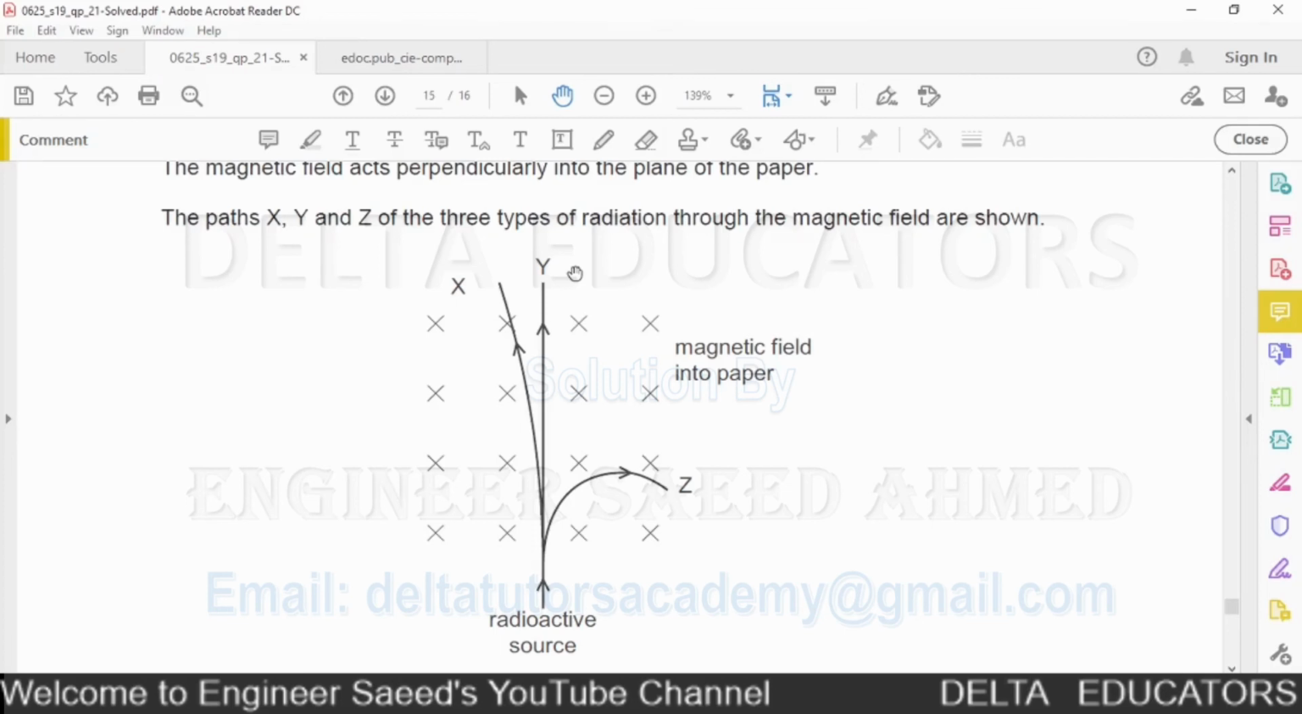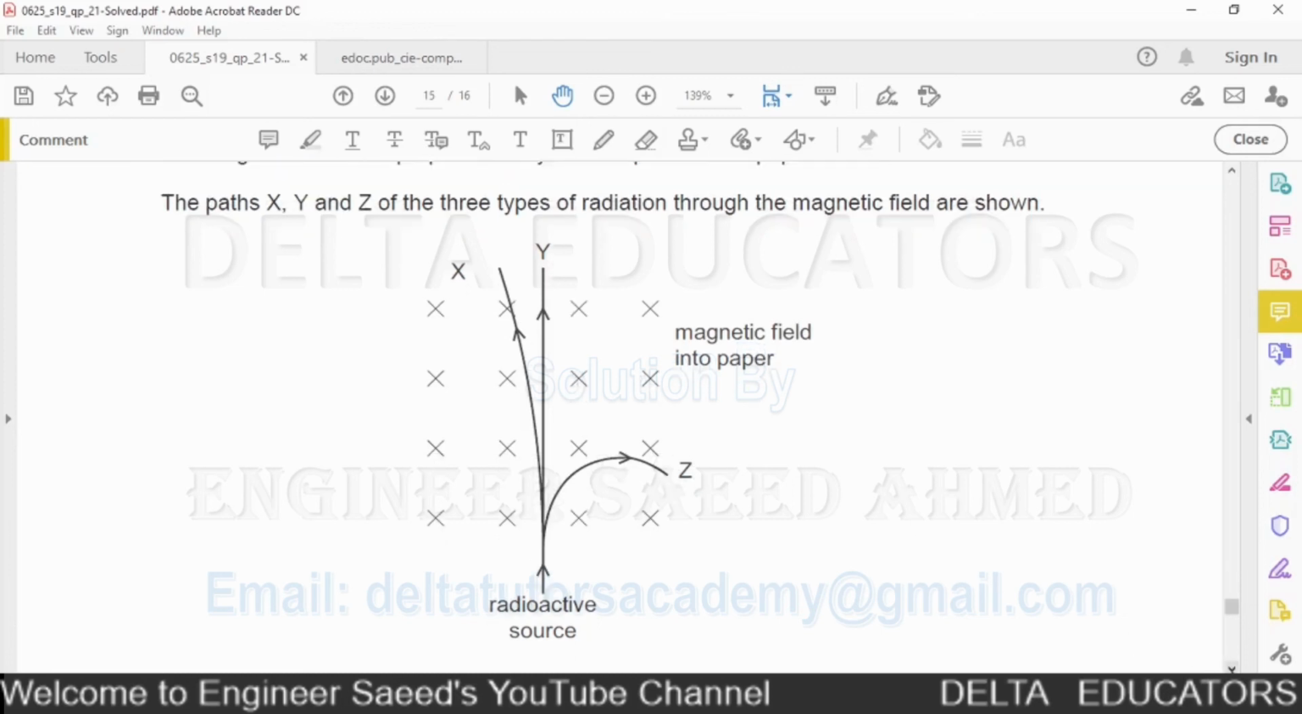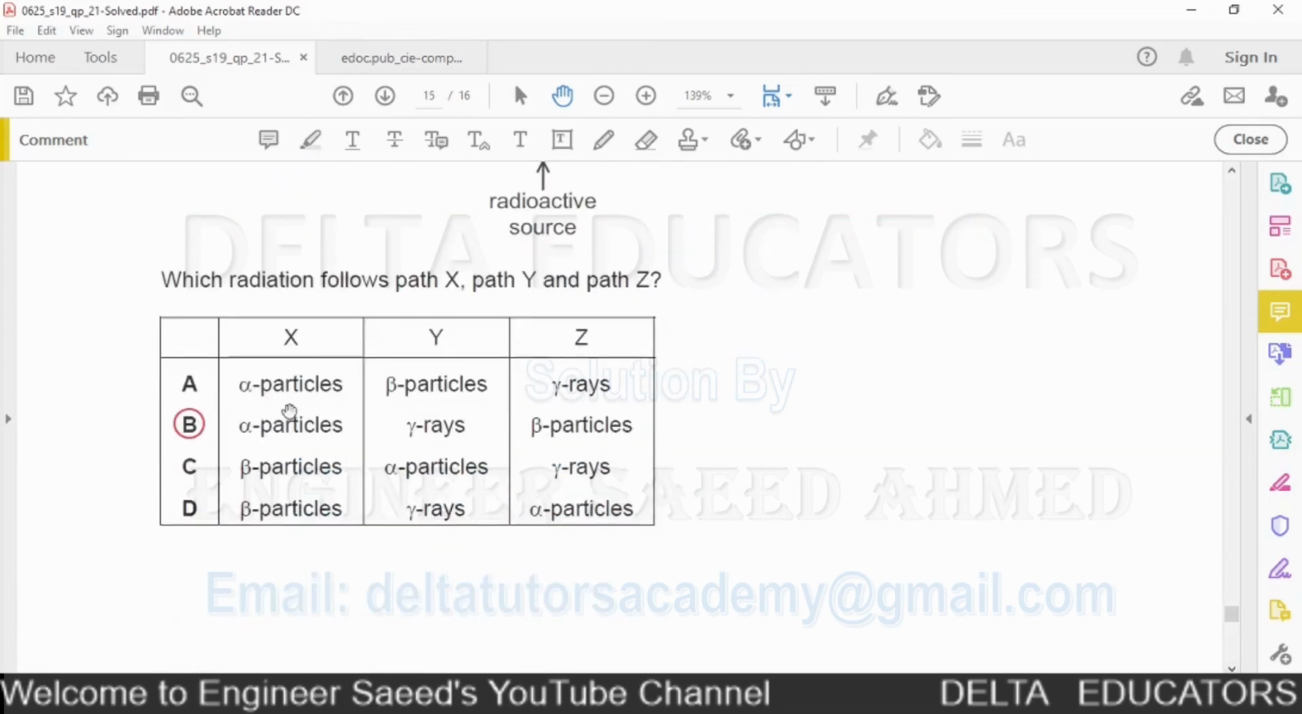So here this X will represent the alpha particle and this Z will represent the beta particle. So X is alpha, Y is gamma and Z is beta. That is given in option B. So the correct option is B.